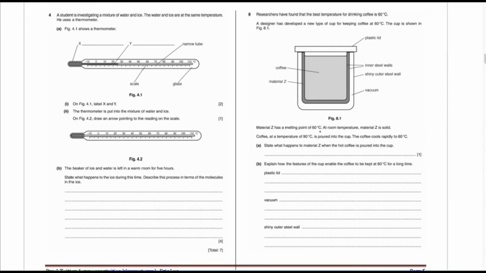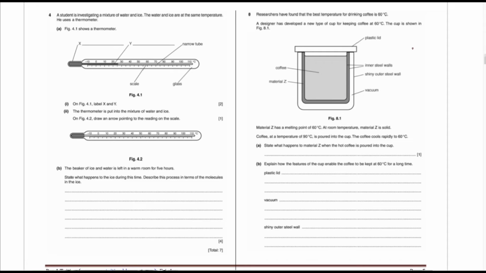So we have to see what will happen. Of course, it melts and it doesn't release into the coffee. Okay, so it just melts and it remains here, remains in this black color region. It doesn't melt and go into the coffee and you drink coffee with material Z. Oh no, we don't want that. We just want coffee. We don't want the material Z.